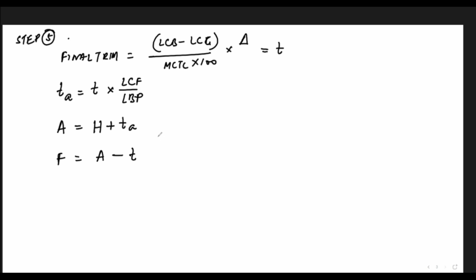सर यहाँ पे TA निकलने के बाद हम लोग फाइनल ट्रिम से TA माइनस करेंगे तो TF मिलेगा, तो वैसे — yeah, you can do it like that. MCTC क्या हुआ सर? MCTC, change trim by 1 centimeter, that is in the table. Okay, sir. You have to do it from there. है ना?